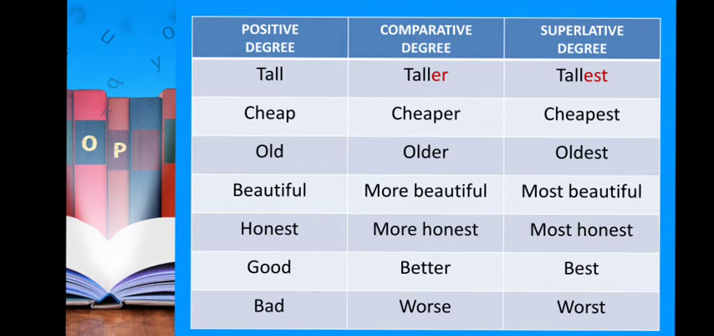The next one is cheap. The comparative degree is cheaper and the superlative degree is cheapest. The next one is old, older, oldest. Beautiful. Here you can see we have put more before the adjective, which is more beautiful. This is the comparative degree. And next, most beautiful for superlative degree. We have written most before the adjective. The next one is honest, more honest, most honest. Good, better, best, bad, worse, worst. Okay, I think you all are clear with this.